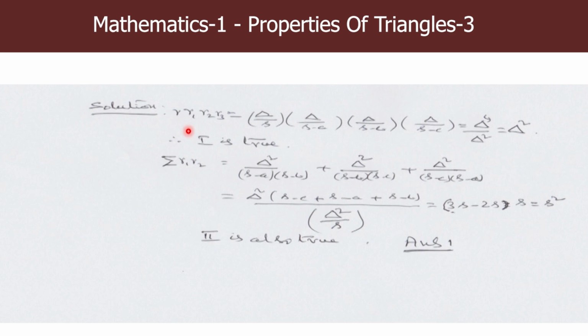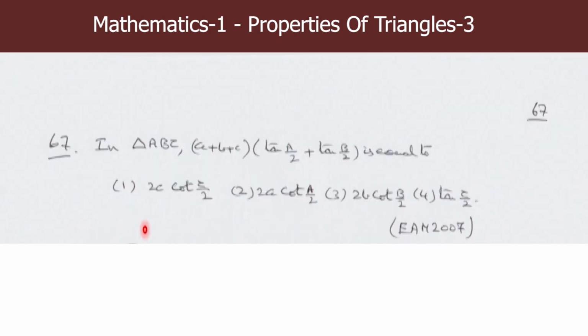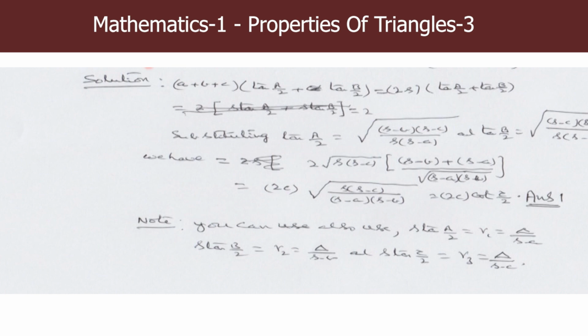First option is correct. In triangle ABC, a plus b plus c into tan A by 2 plus tan B by 2 is equal to, so you are given options: 1, 2a cot C by 2; 2, 2a cot A by 2; 3, 2b cot B by 2; 4, tan C by 2. Of course, this is also given in the EAPCET examination. Now, the given hypothesis, that is a plus b plus c into tan A by 2 plus tan B by 2, is equal to 2s, where small s is the semi-perimeter, into tan A by 2 plus tan B by 2.